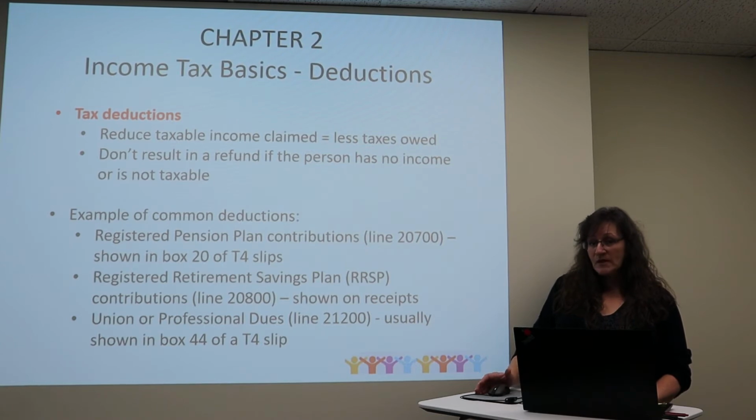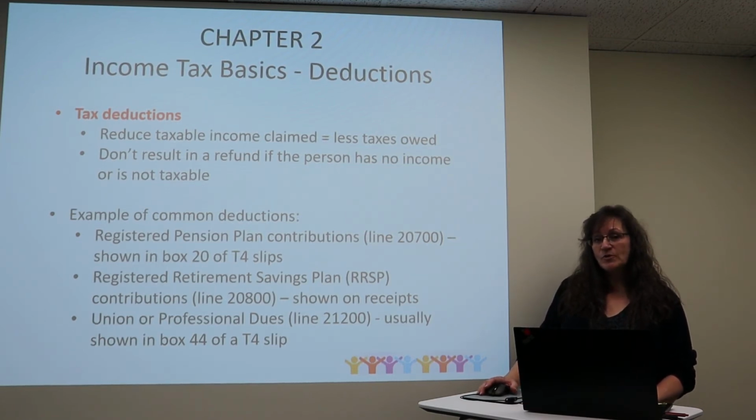Some of the very common deductions that we will see in the tax returns that we do for clients will be often shown on a T4 slip from employment. Things like the registered pension plan contributions, which will end up on line 20,700 as a deduction, and it's shown in box 20 of a T4 slip.